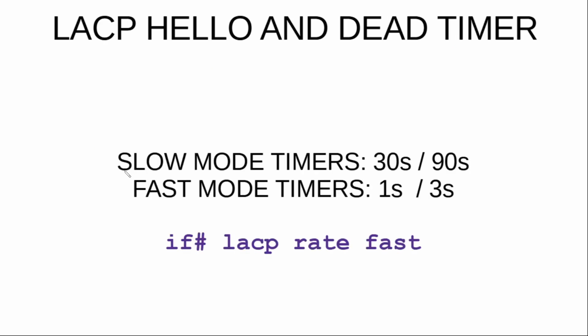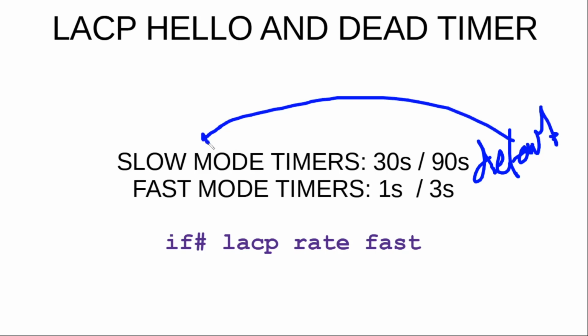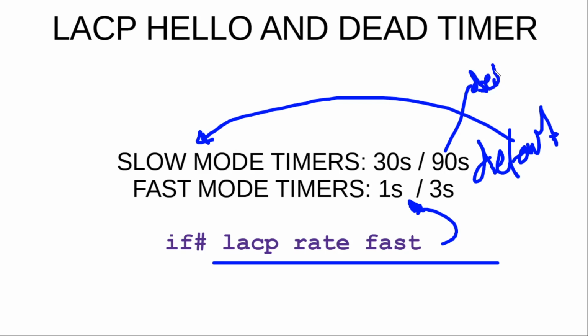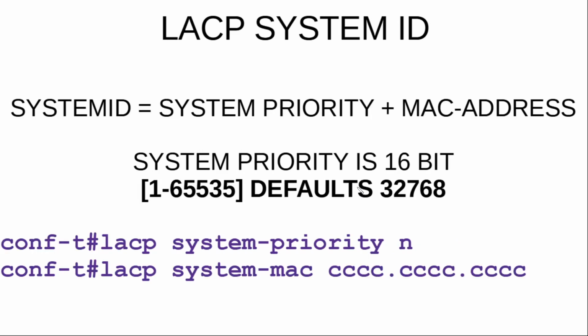We also have slow mode timers and fast mode timers, which are 30 seconds and 1 second. This is the default, the slow mode, and you can configure lacp rate fast in order to use fast mode timers. So this is the dead time. A neighbor is considered to be dead if you don't receive a hello in 90 seconds for slow mode timers or 3 seconds for fast mode timers. This happens per interface.